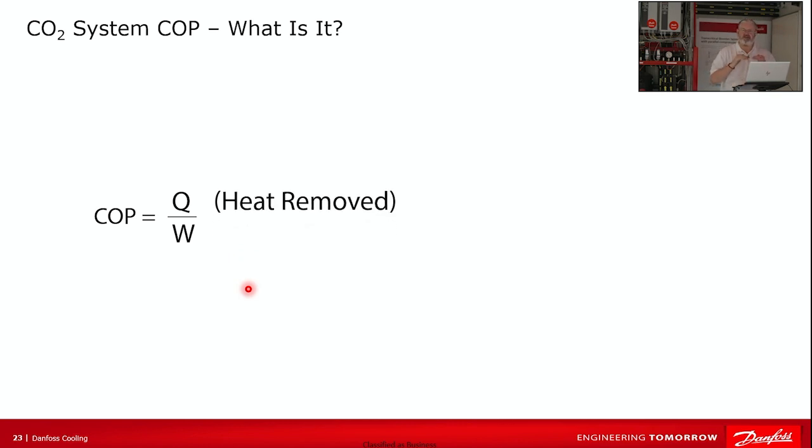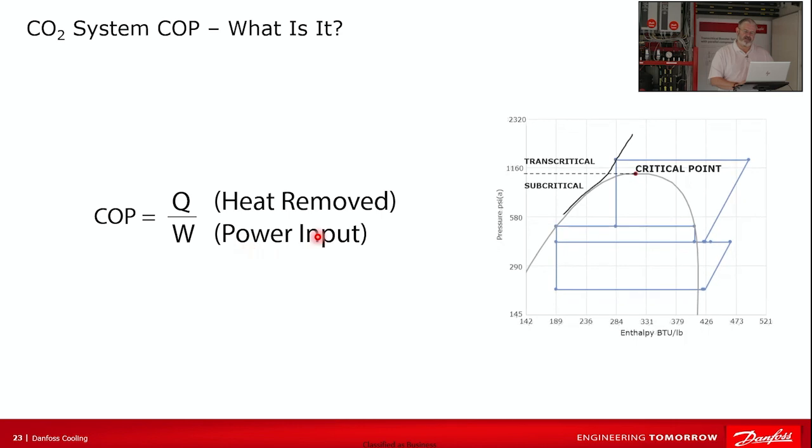So for us, Q equals the amount of heat removed. Like we put energy into the system. The work we're accomplishing is we're taking heat out of our display case, rejecting it into the ambient air. And to do that, we have to put in a certain amount of wattage. So the short definition of COP: heat removed divided by the power input into the system.